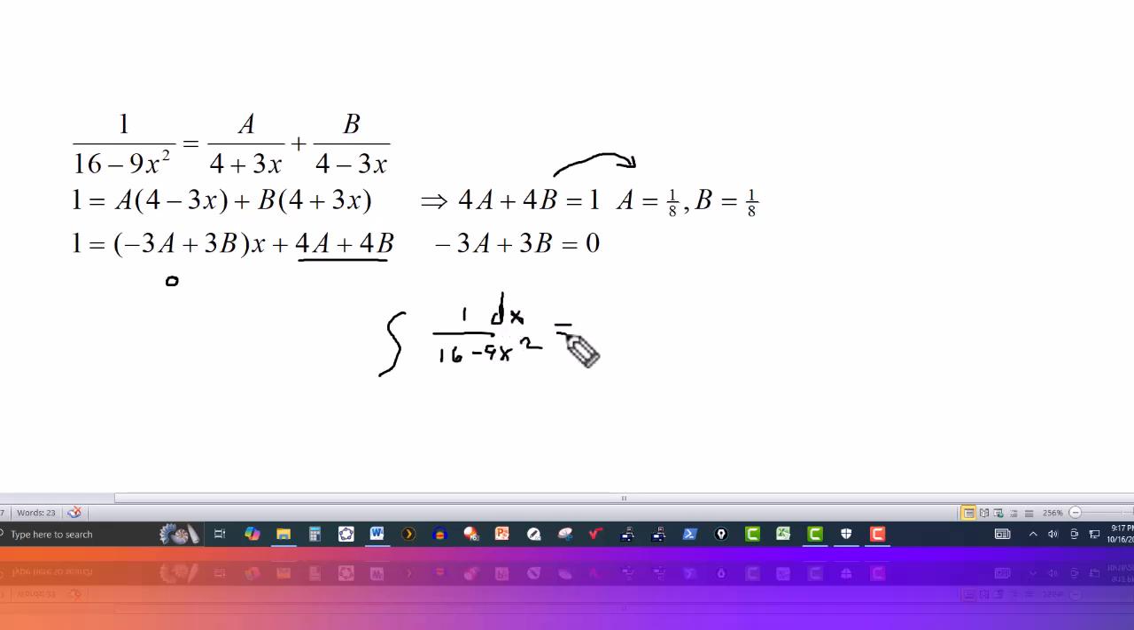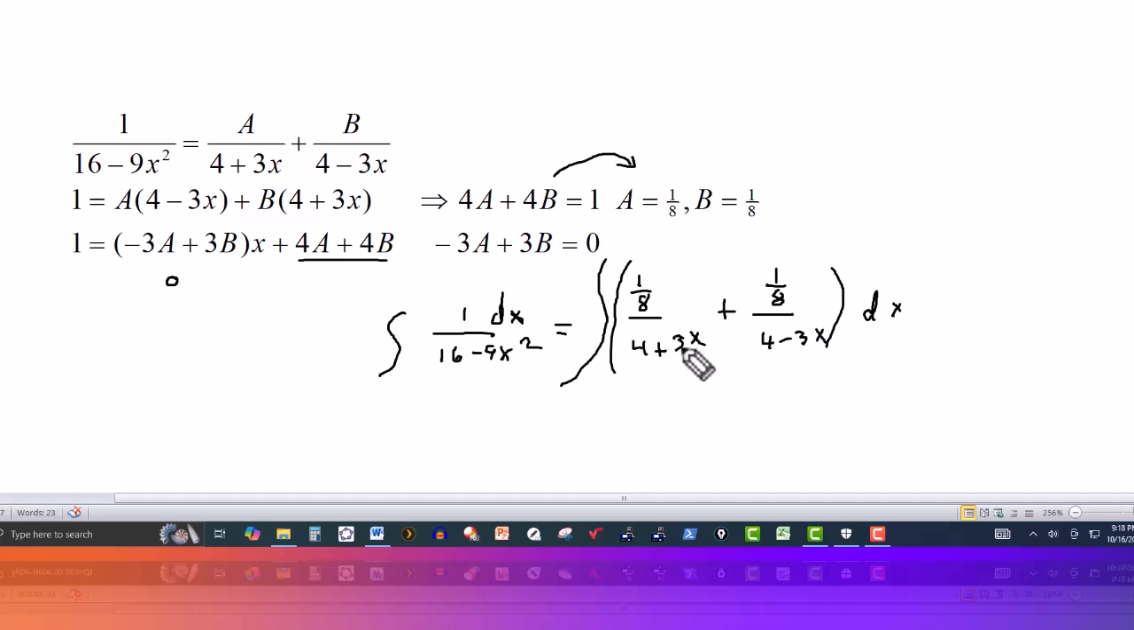So then the integral of 1 over 16 minus x squared dx would equal, right here, a is 1/8, so it'd be 1/8 over 4 plus 3x. Plus, b is also 1/8, so this will be 1/8 over 4 minus 3x. And then this is going to be dx. So we have two integrals. You can use u substitution here.